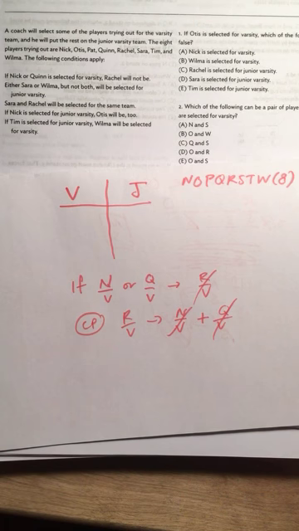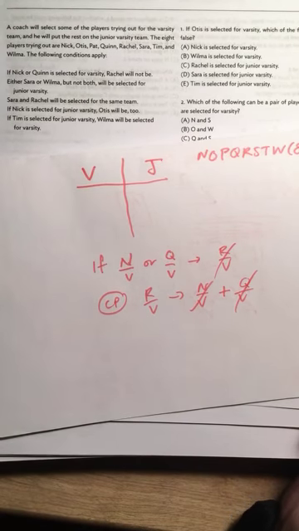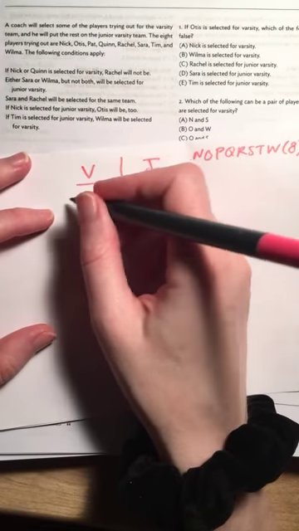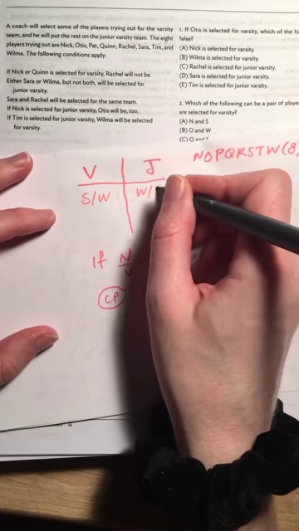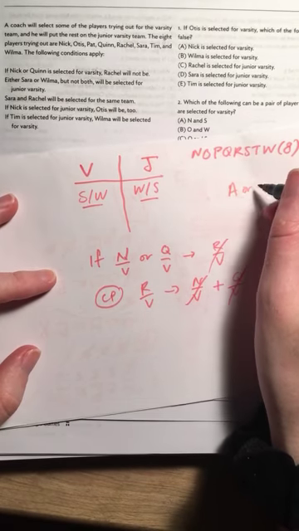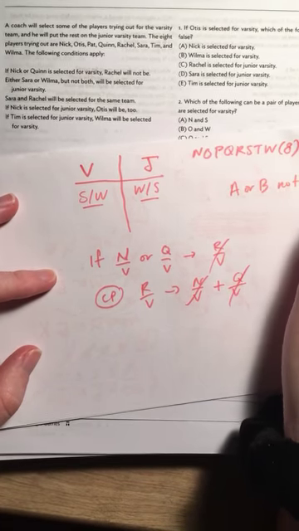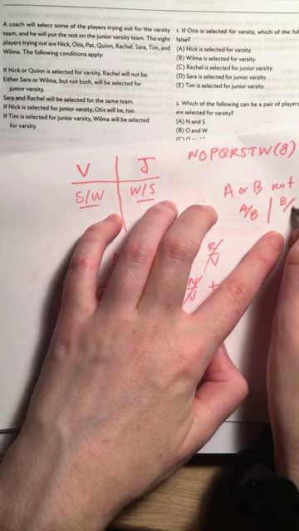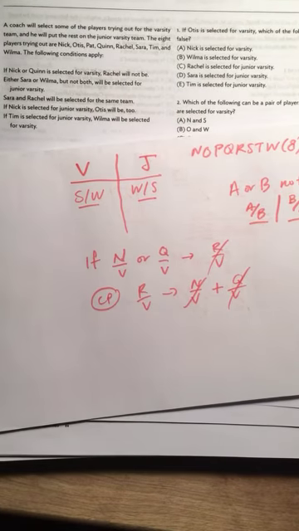Either S or W, but not both, will be selected for junior. So one or the other one is going to be out. If we have A or B, but not both, essentially it just means one of them is in and the other one is out. So this is a biconditional where they always have to be separated. So I would actually just do that. That's how I would represent that one. A or B, not both, means the same as that. One is in and the other is out.